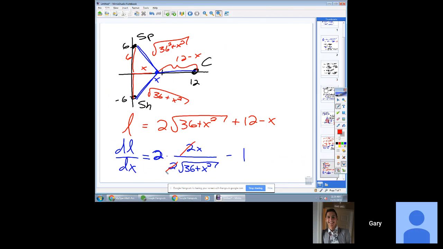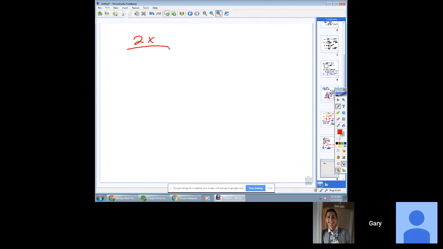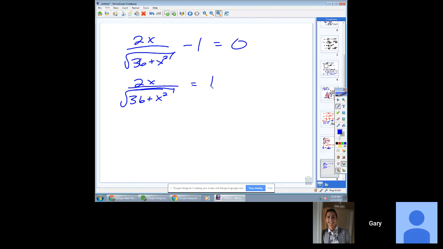Let's do it. New page. So I have 2x over the square root of 36 plus x squared, -1 equals 0. So adding 1 to the other side, and then we can multiply that square root over. Square both sides.